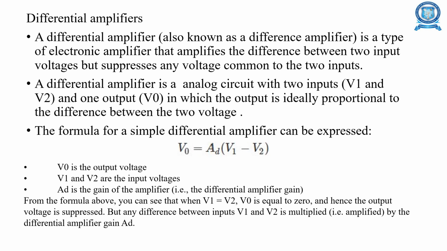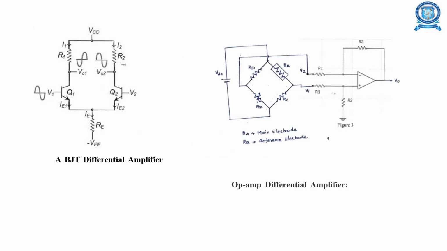Next are the differential amplifiers. A differential amplifier is an electronic amplifier that amplifies the difference between two input voltages but suppresses any voltage common to the two inputs. It is an analog circuit with two inputs V1 and V2 and one output V out. V out is equal to AD times (V1 minus V2), where V out is the output voltage, V1 and V2 are the input voltages, and AD is the gain of the amplifier. This is the BJT differential amplifier, and this is the operational amplifier differential amplifier.